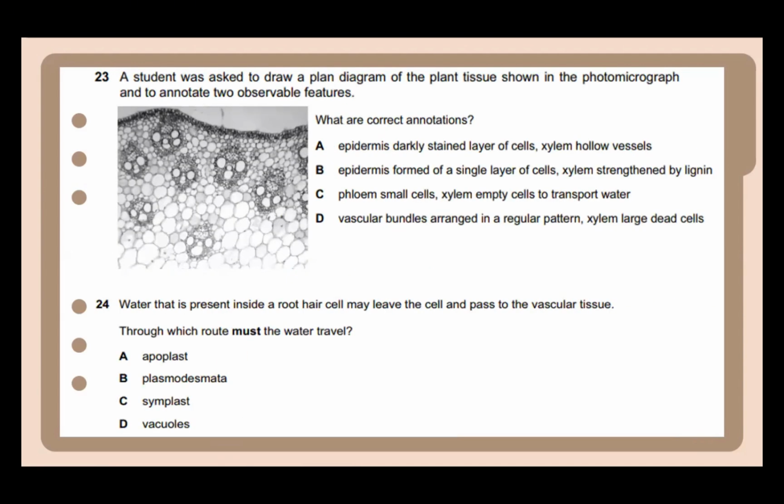A student was asked to draw a plan diagram of a plant tissue shown in the photomicrograph and to annotate 2 observable features. What are the correct annotations? The answer is A. Water that is present inside a root hair cell may leave the cell and pass to the vascular tissue. Through which route must the water travel? The answer is C.